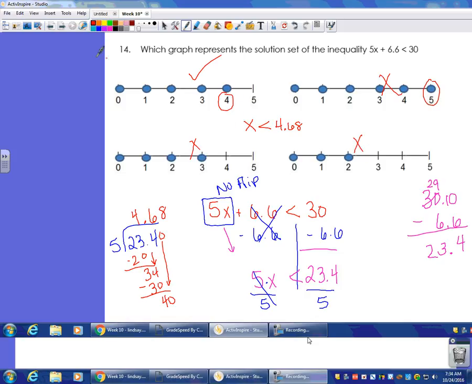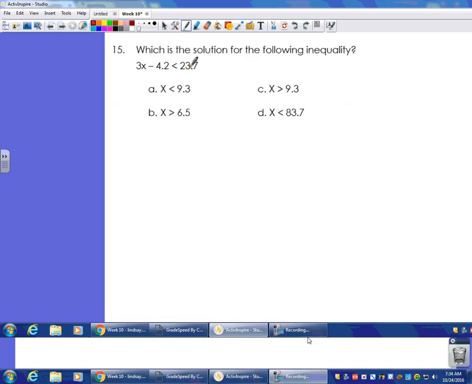All right. Which is the solution to the following inequality? 3x minus 4.2 is less than 23.7, so I'm going to go ahead, off to the side, and solve this. I'm going to draw the line, put 3x in a box. I'm going to say no flip because that's a positive 3. And so then I would get rid of it by adding 4.2 to both sides.